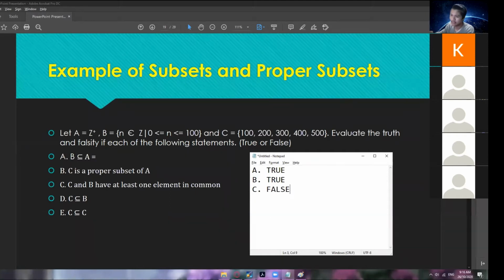So this one is, how about at least? Okay. So ang term naman dito is at least. So pwedeng kahit isa lang and then above. So letter C is true. Okay. How about letter D? C is a subset of B. True or false?